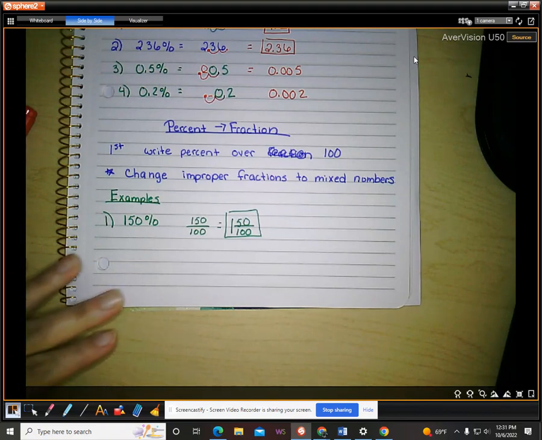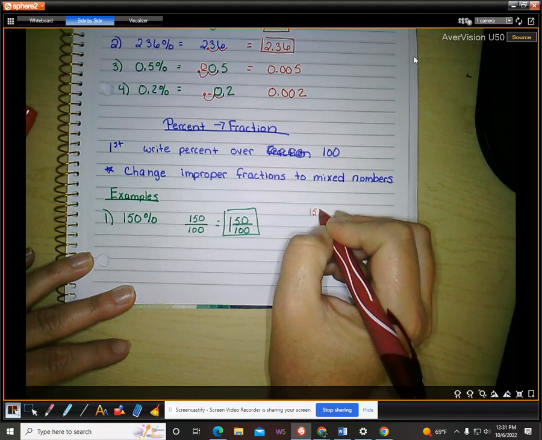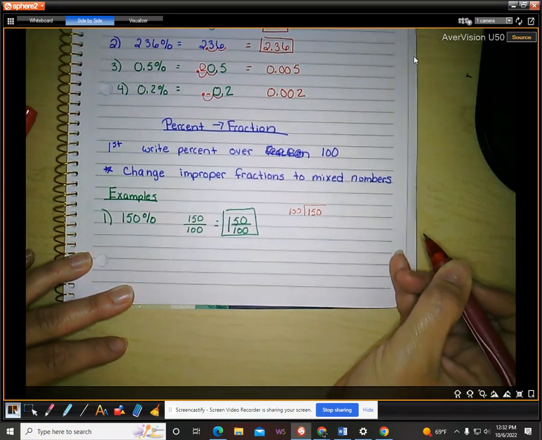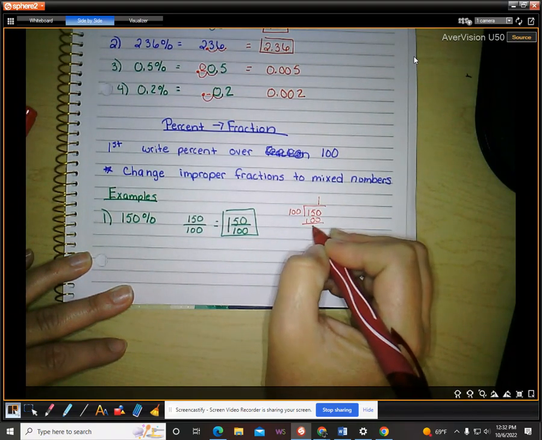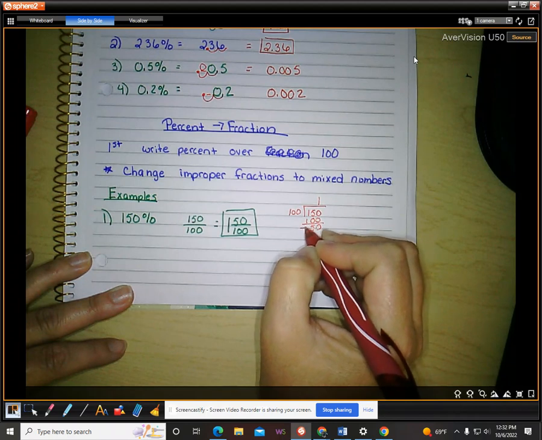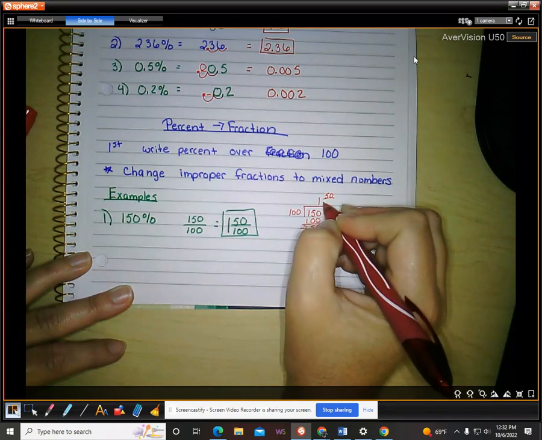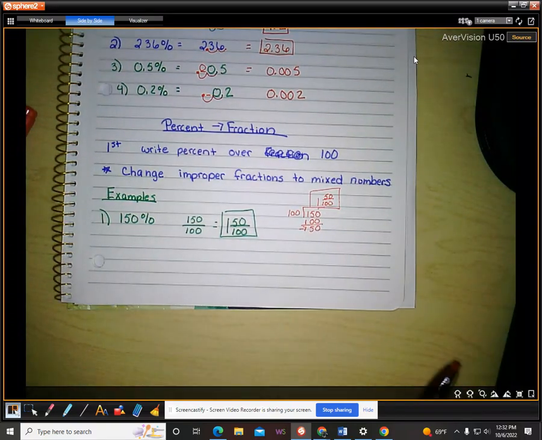Okay. Now, if you need to see how that division actually works, you would take your numerator of 150 and divide it by your denominator of 100. Goes in one time, like Jordan told us. We've got 50 left over. This remainder becomes your numerator, denominator stays 100. So that's where we get 1 and 50 hundredths from.